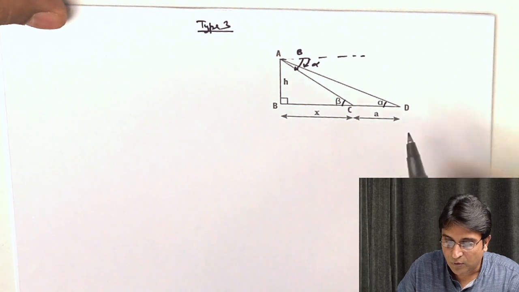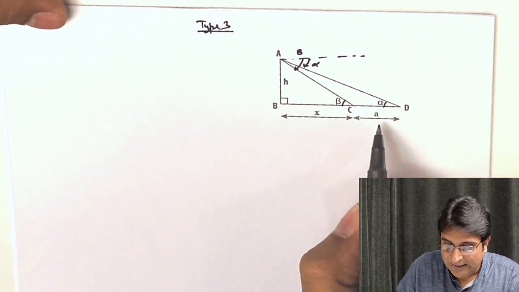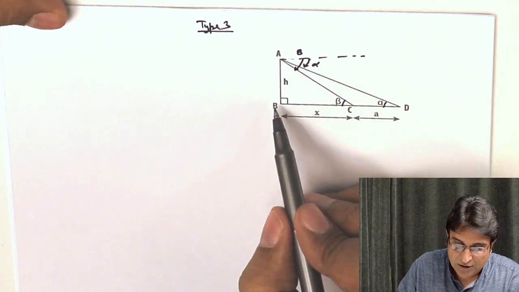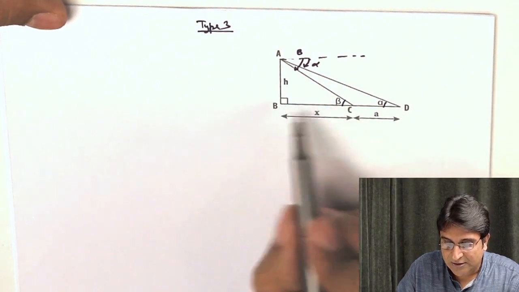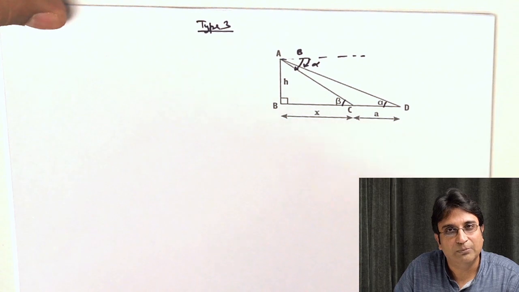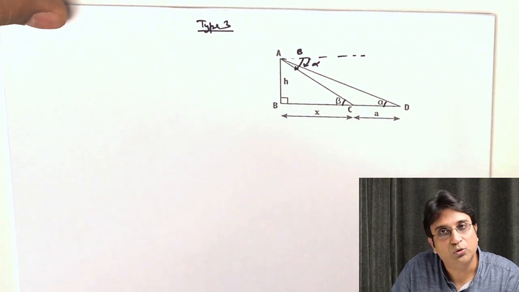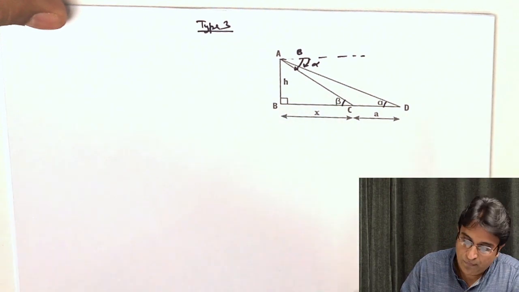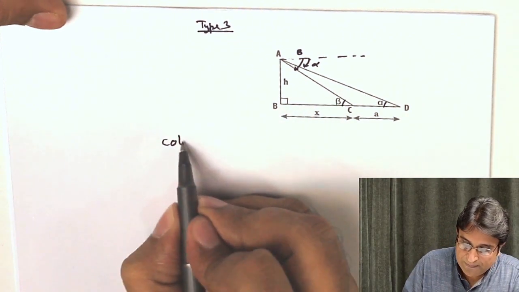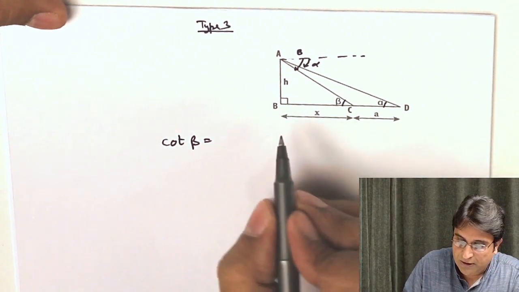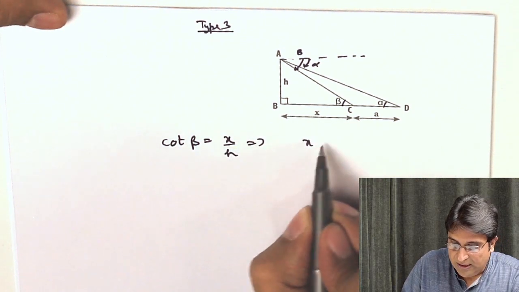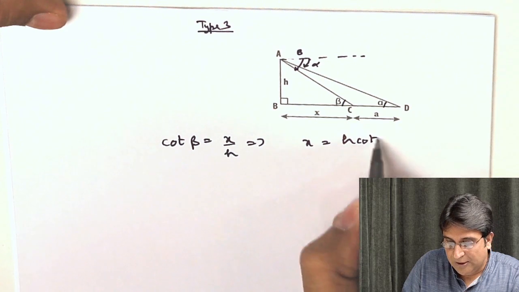Now, what are the quantities involved? Alpha, beta, then A. A now is the distance between C and D, and H is the height. And we just take this distance as X, which will generally be eliminated. X will normally be eliminated both in type 2 and type 3. So, how do we solve this? The swiftest way to do it is again to take cot. Take cot beta. Now, what is cot beta? X by H. Rearrange and you get X is equal to H cot beta.